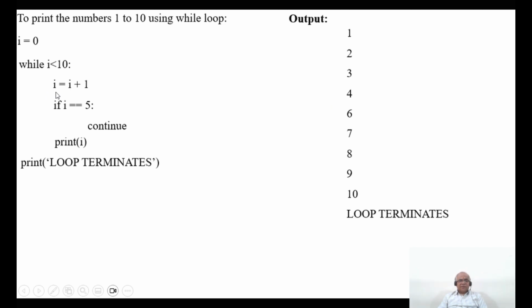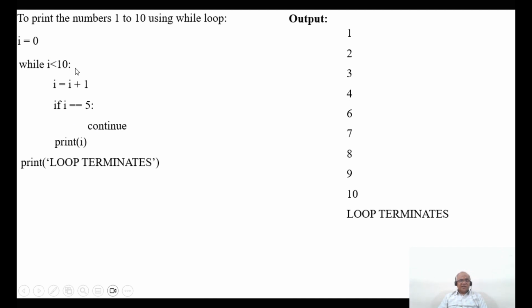So now it takes the value as 5. Sorry, 4 is less than 10? Yes, condition is true. Then it comes to this. I will be taken as 4 plus 1 is 5. Is 5 equal to 5? Yes, the condition is true. Continue. So again it goes back.